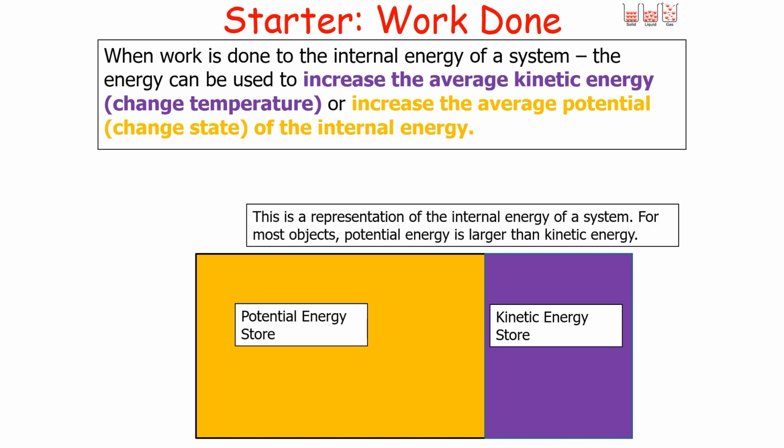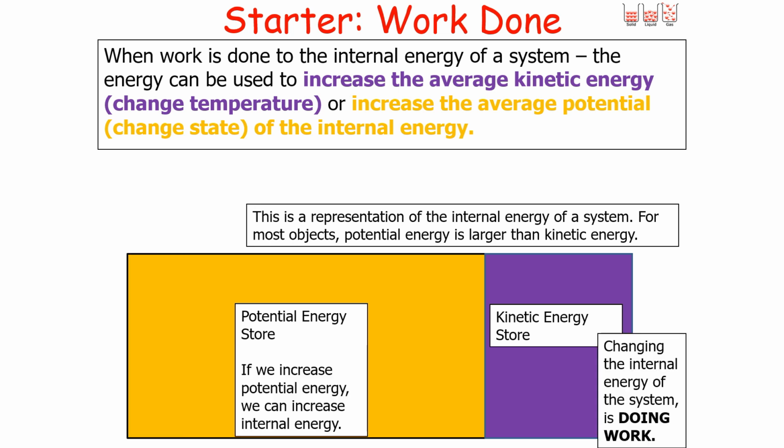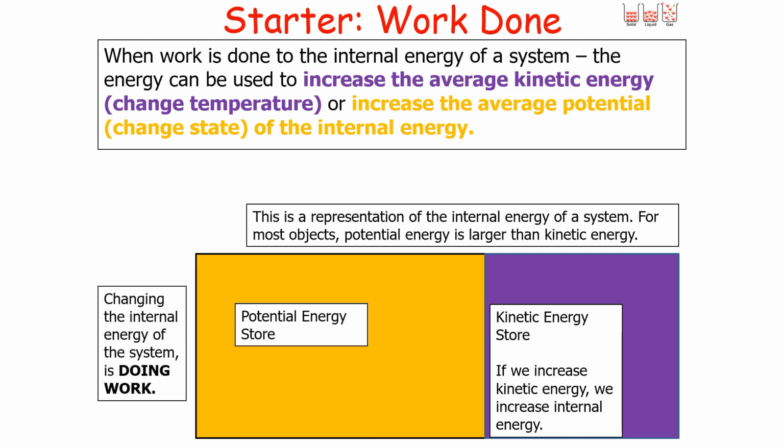Now you'll notice in the diagram here we have a representation of the internal energy of a system. Now for most objects the potential energy store is larger than the kinetic energy store. So as we said before, if we increase the potential energy we can increase the overall internal energy. Now remember, changing the internal energy of the system is doing work. You must do work to change that internal energy store of a substance. Whilst also if we increase or change the kinetic energy store of the substance, we will also be changing or increasing the internal energy.